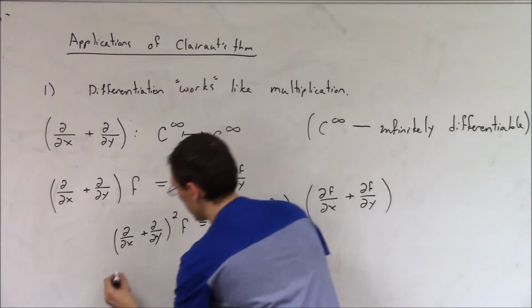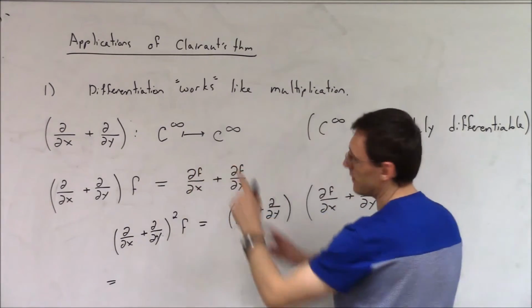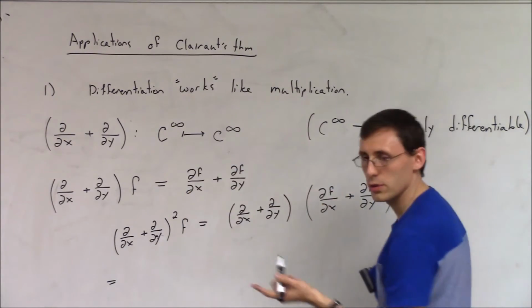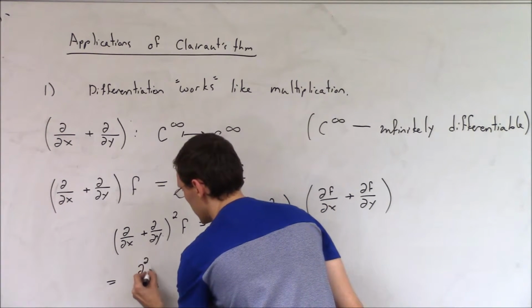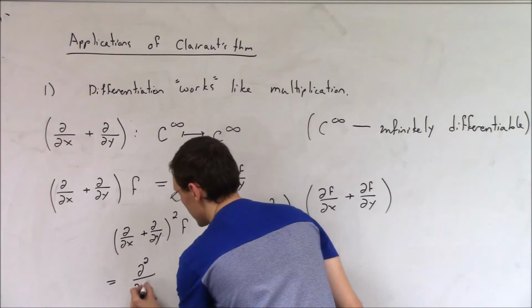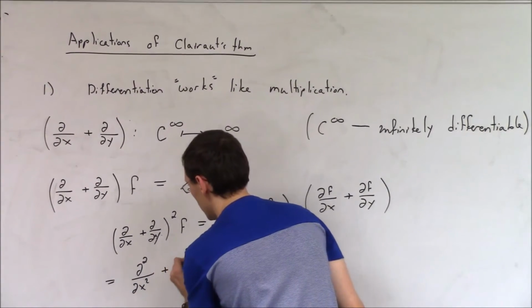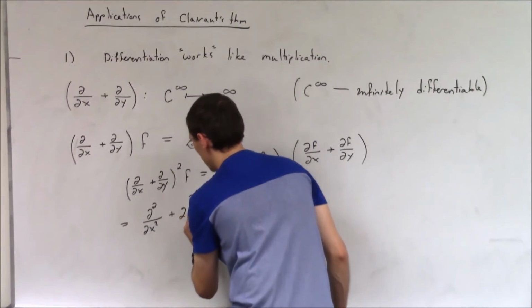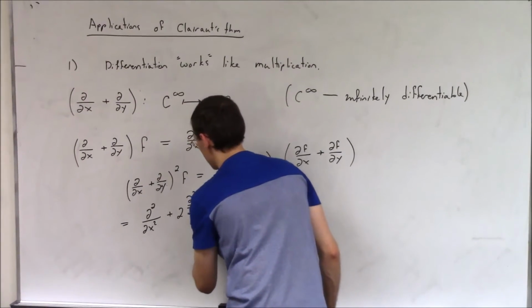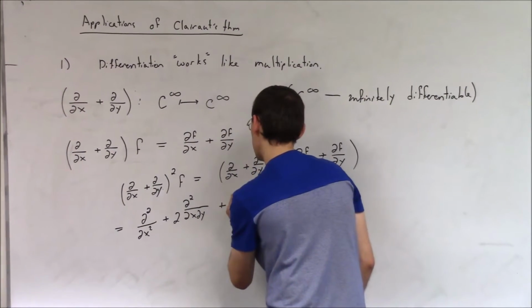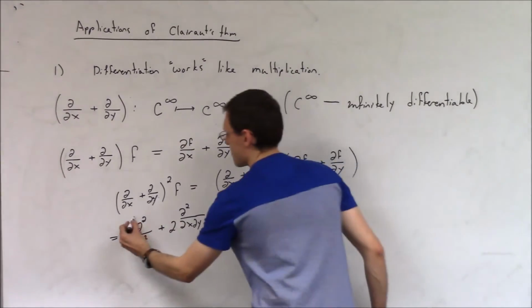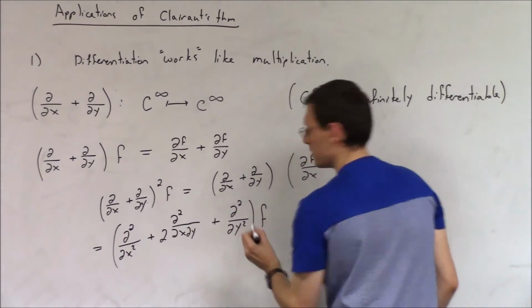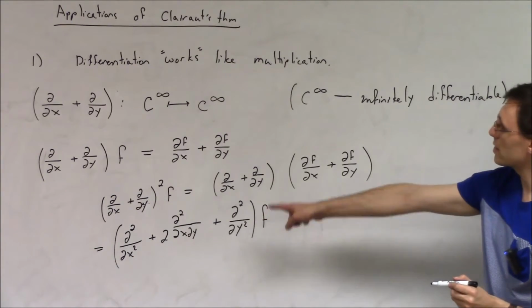So what is it actually going to be? If f satisfies C infinity, it means that all the partials are continuous. So that would tell you that you can actually just simplify it and write it as d squared/dx squared plus 2 d squared/dx dy plus d squared/dy squared applied to f. Okay, so it works like multiplication. You see, that's what I mean.